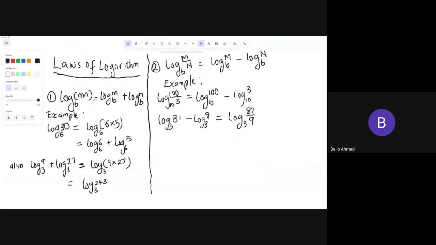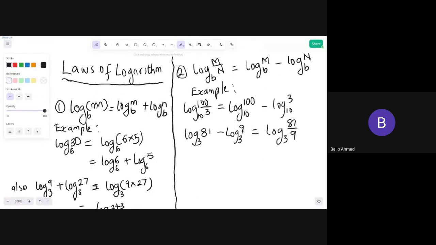Let's quickly look at the laws of logarithm. Now, one of the laws of logarithm that we have is this. Number one, logarithm of mn to base b is the same thing as logarithm of m to base b plus logarithm of n to base b.